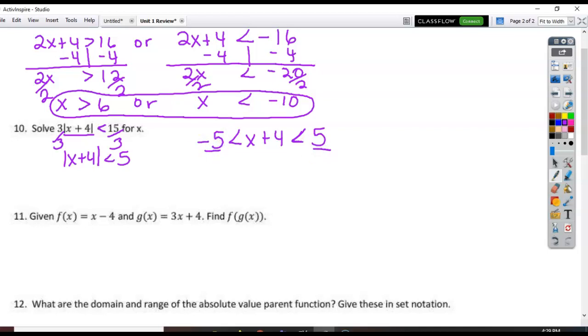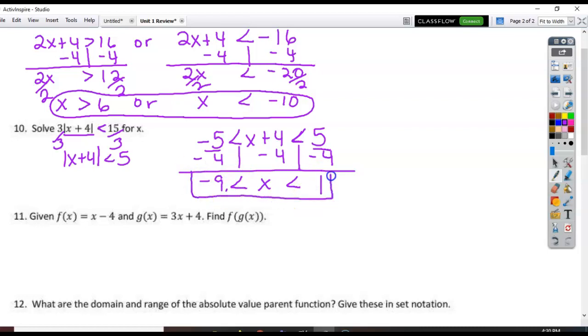Now we're going to go into the middle and we're going to solve, making sure the x stays in the middle. So I'm going to subtract 4. And I get a -9 is less than x, which is less than 1. My x is in the middle by itself, so I am done.